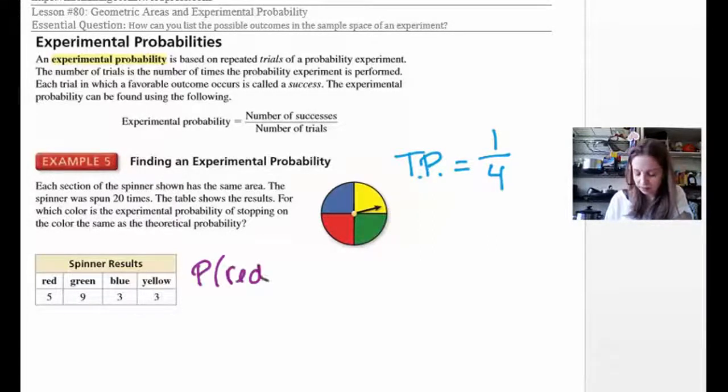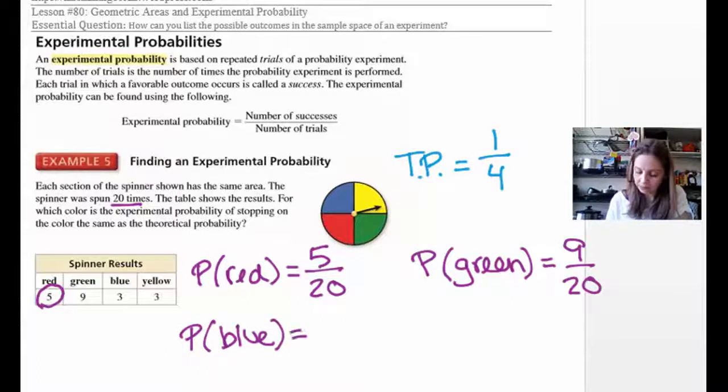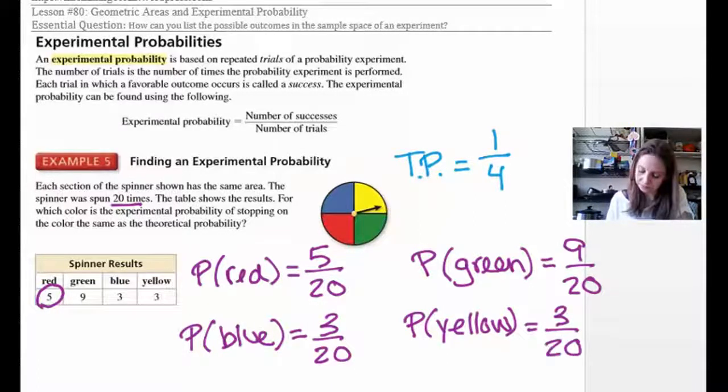The experimental probability of landing on red was the number of times the spinner landed on red during the experiment over the total number of times, 20. The experimental probability of green is 9 out of 20. Experimental probability of blue, 3 out of 20. Experimental probability of yellow is 3 out of 20.